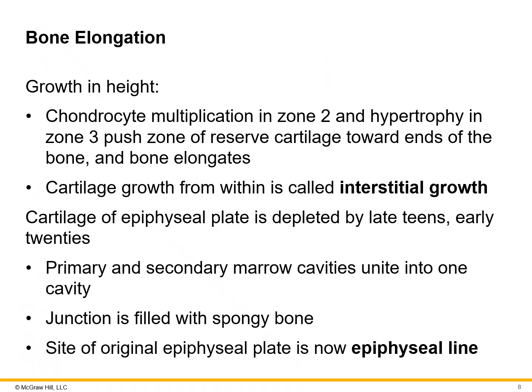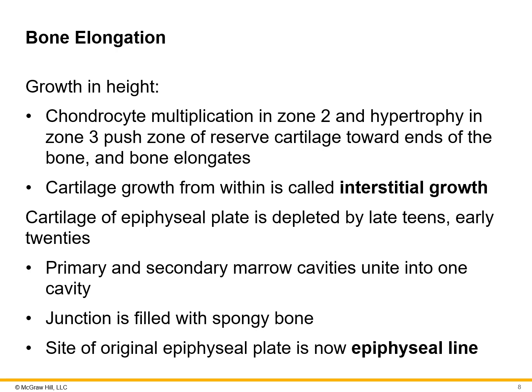If you've ever asked or thought, like, how does a child grow, or how does an adolescent grow in height? I know sometimes I look at my kids and I'm like, oh my gosh, how did you get so big? Well, chondrocytes multiply in zone 2 and hypertrophy in zone 3 continually. And as they're doing that, it will push the zone of reserve cartilage, zone 1, up and towards the ends of the bone. And so this is going to elongate the diaphysis, or the shaft of the long bone.